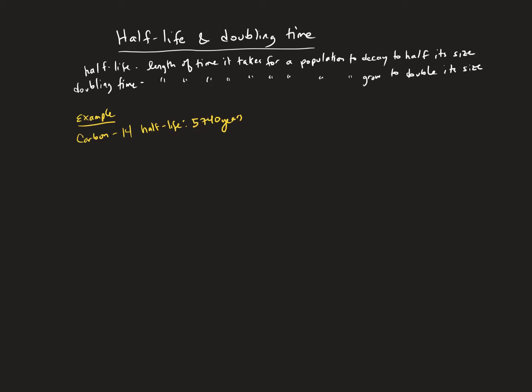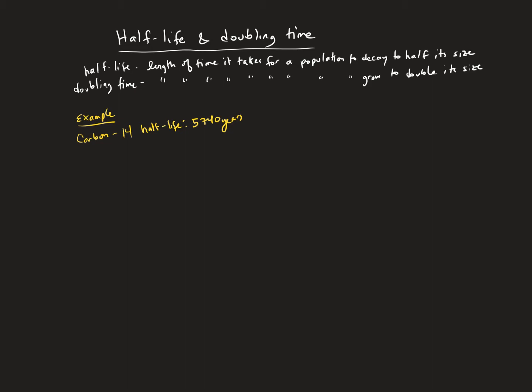So let's talk about one of the applications in which continuous exponential decay and continuous exponential growth applies. This is something called half-life and doubling time. And half-life you've probably talked about in your chemistry class. Half-life is the length of time it takes for a population to decay to half its size. And when you talk about it in chemistry, you typically talk about it in relationship to radioactive elements decaying. Doubling time is the length of time it takes for some population to grow to double its size.